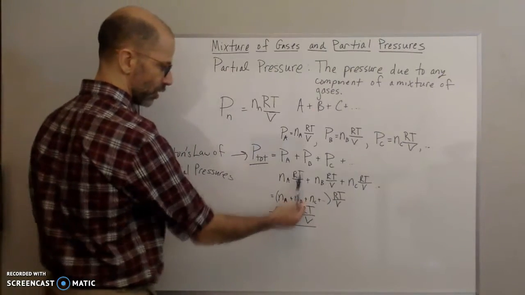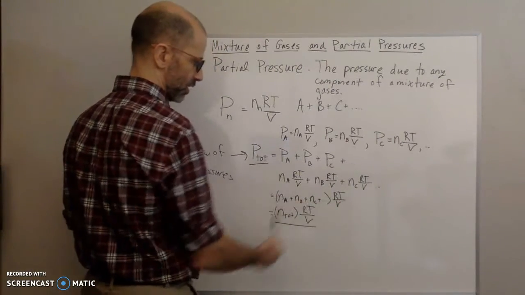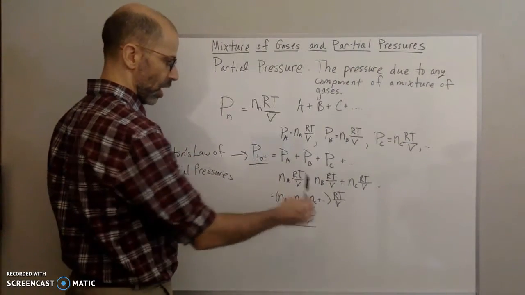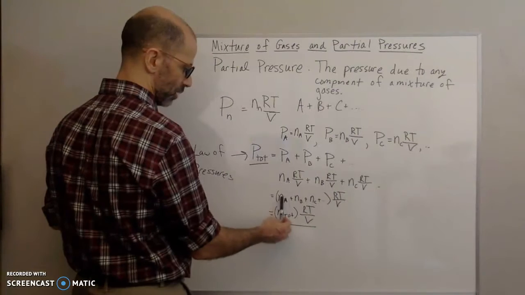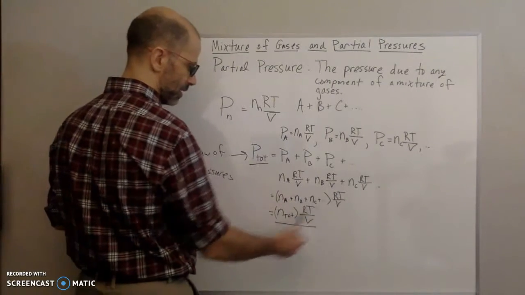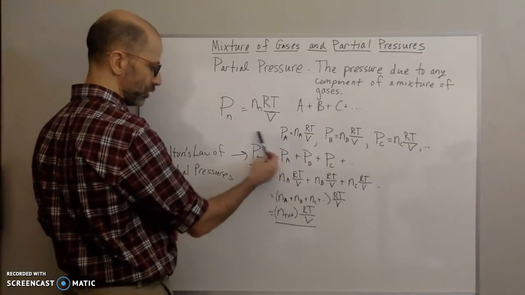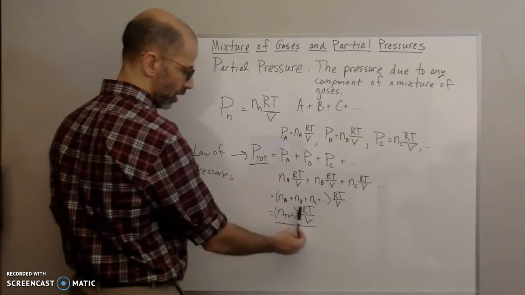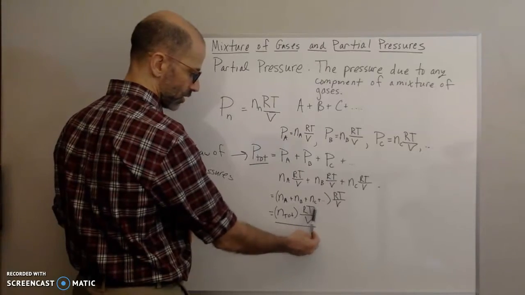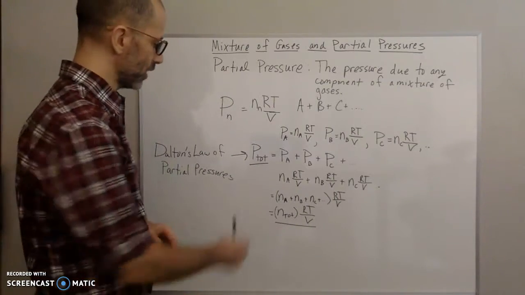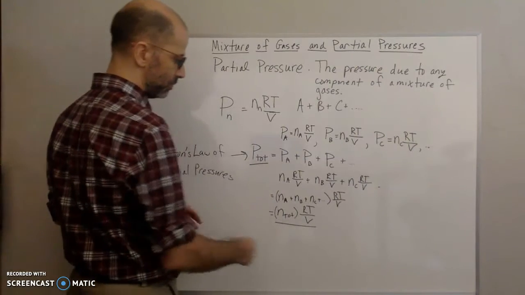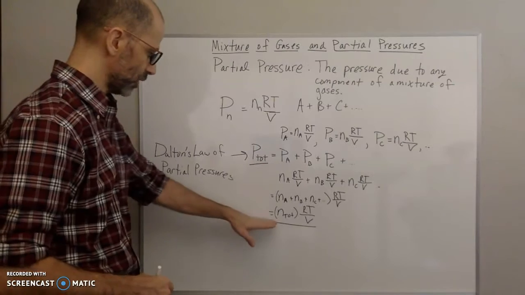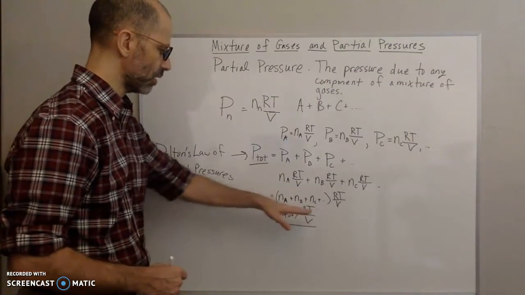And then since RT over V is the same for all of them because they're in the same container, the same volume, same temperature, pull that out and it's going to be the number of moles of A plus B plus C. And so then the total pressure is going to be equal to the total moles multiplied by RT over V. So we can use that equation as well.